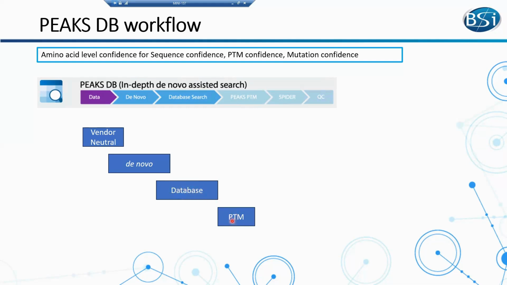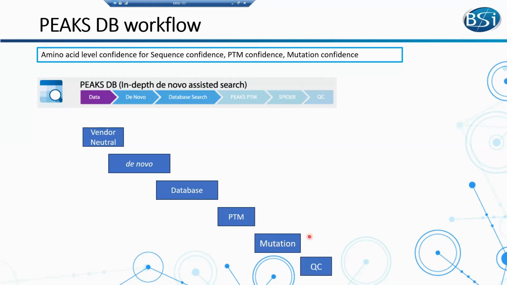The first part is the PTM. We want to know how many PTMs I can find in this data set or in these peptide candidates. For this step, it's the PTM step we already implemented in PEAKS 11. And now in PEAKS 12, we also use this idea for mutations. So now we have one step called mutation. In this step, we can help the user to find mutations in the peptides.